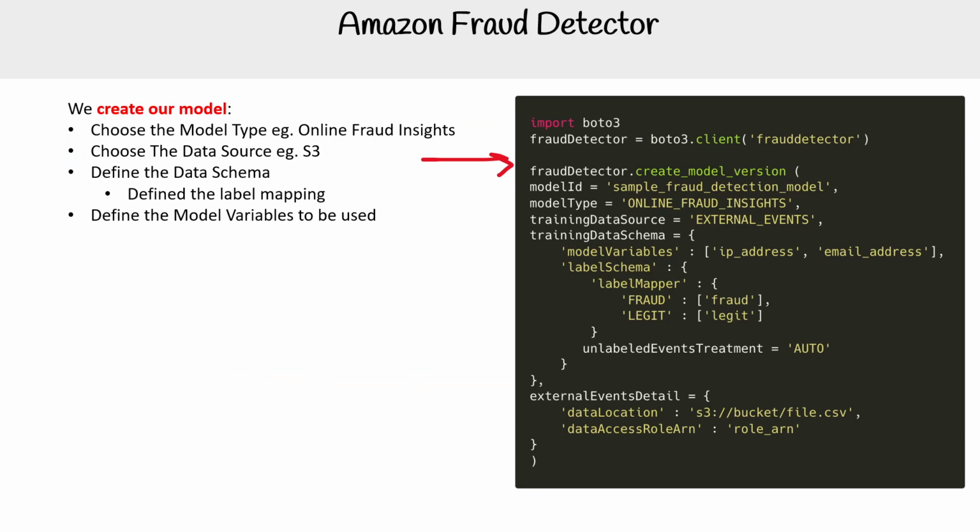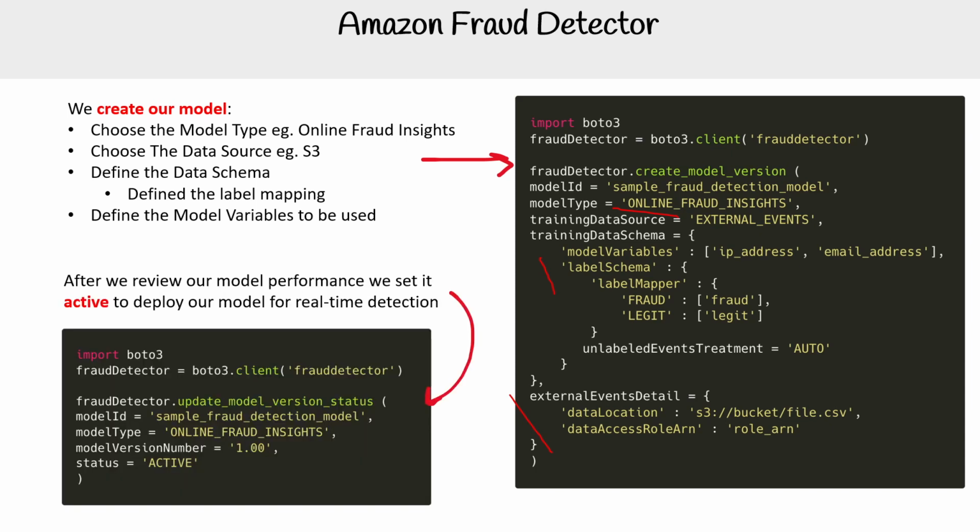I don't know why I didn't animate the bullet points here, but I'll just highlight here. So online fraud insights. Then we're choosing our data source, which is defined here as S3, but I didn't see any other type of data source we could utilize. We're defining the label mapping, and we're defining the model variables here, okay? After we review our model performance, we set it to active to deploy our model for real-time detection.